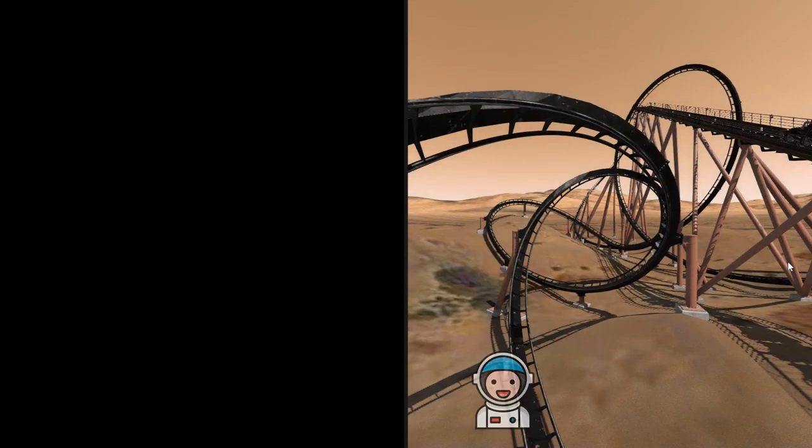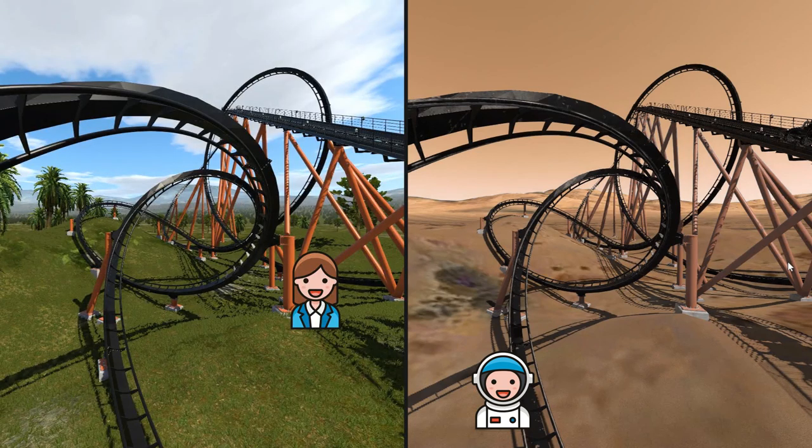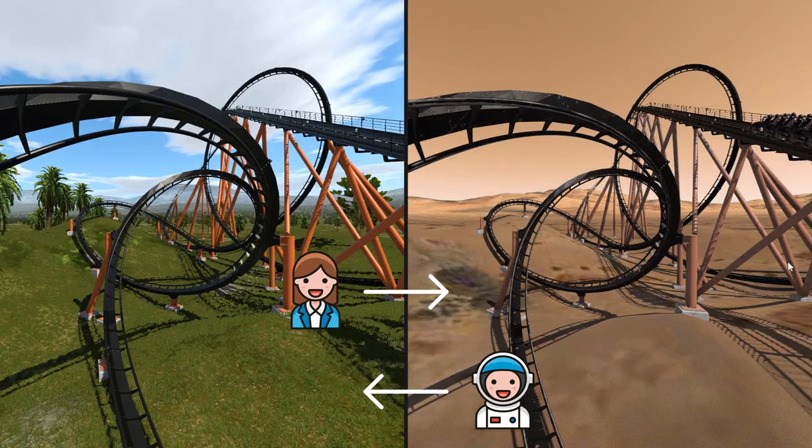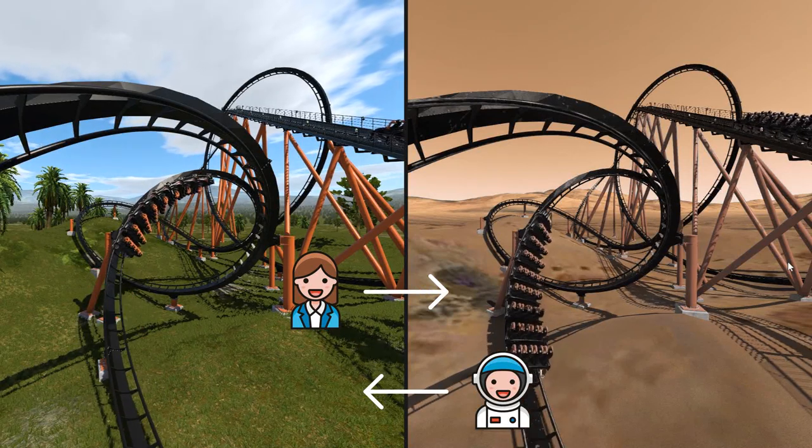If a person born and raised on Mars were to ride a roller coaster on their home planet, they would perceive the exact same G-forces as a person born and raised on Earth riding the same roller coaster on their home planet. The difference in gravity only becomes apparent when we have humans traveling from one planet to another, since the actual force magnitudes would be quite different.